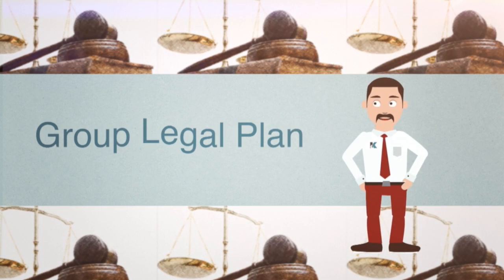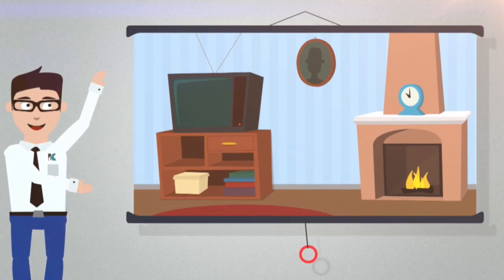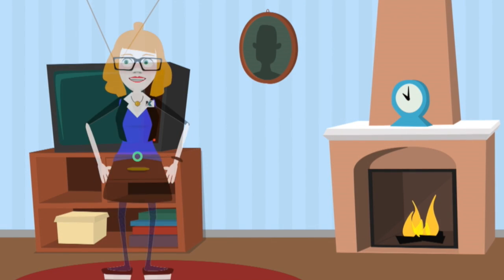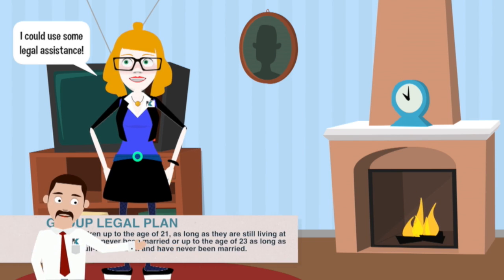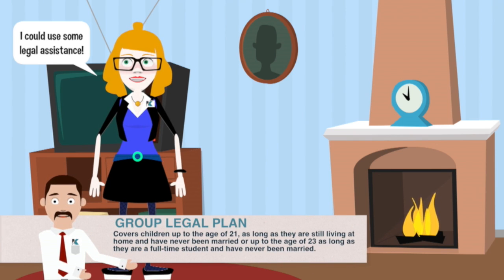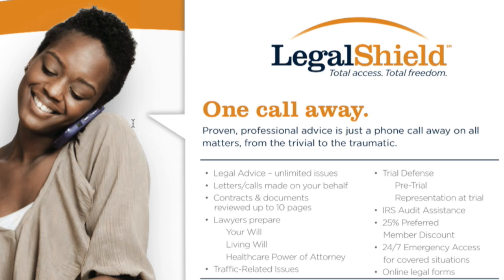Group Legal Plan. A prepaid legal membership gives you access to quality legal advice for a monthly fee. This plan is available to the employee, their spouse, and their dependent children up to the age of 21. The plan covers a variety of situations that people often find themselves in but don't know where to turn. From real estate to divorce advice, no matter how traumatic or trivial, Legal Shield has your rights covered.